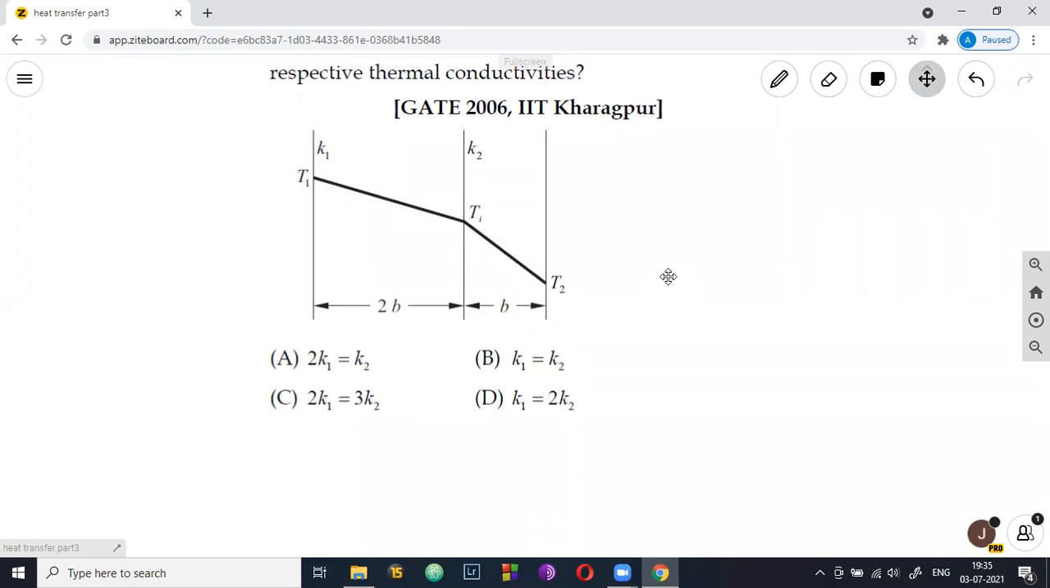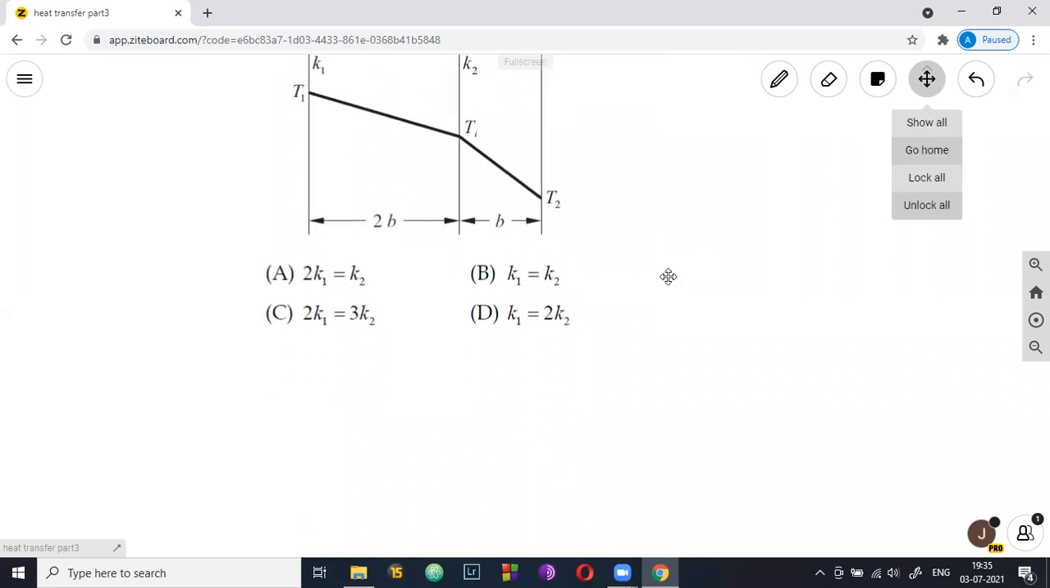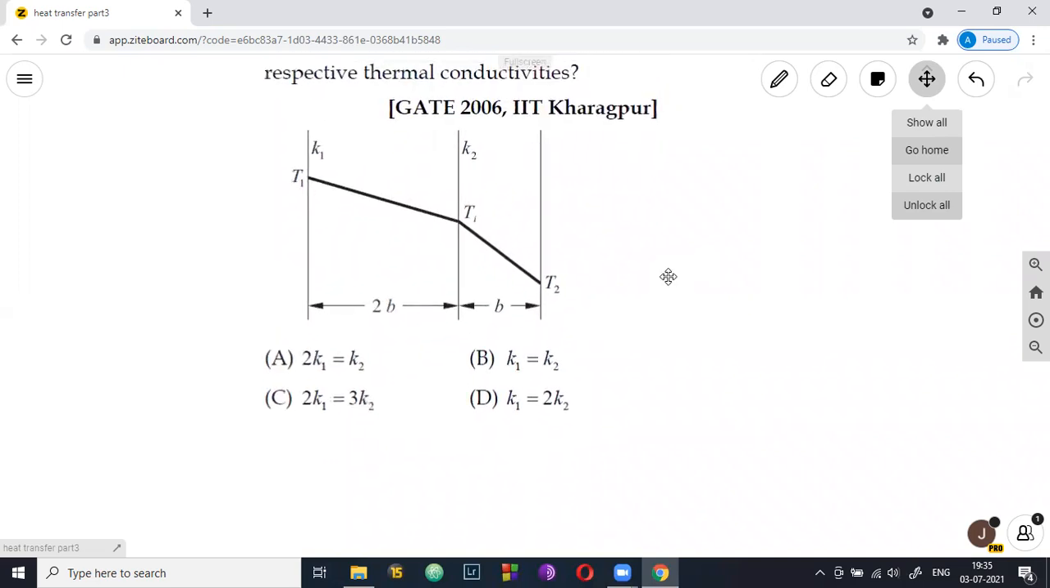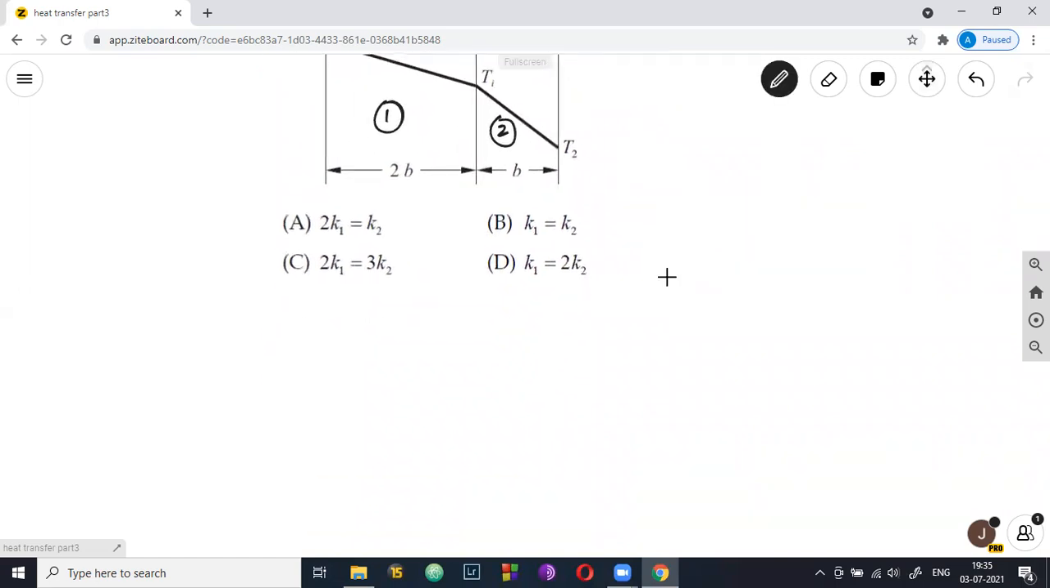Okay, so Ti stands for interface temperature. T1 and T2 stand for the outer temperatures. Since these two are walls, right? Let us say this is wall 1 and this is wall 2. This is in series, so the heat transfer through both the walls will be the same. So Q will be equal to T1 minus Ti divided by what is the resistance of wall 1?